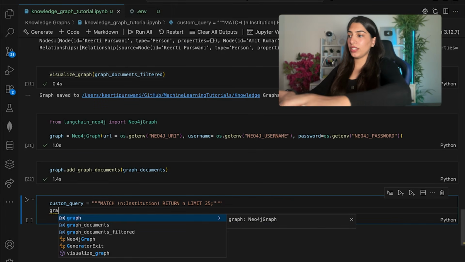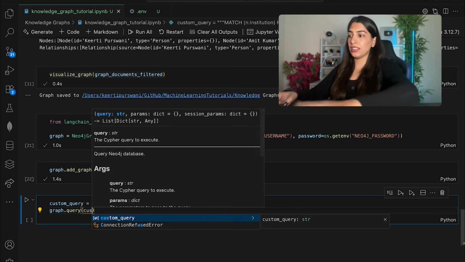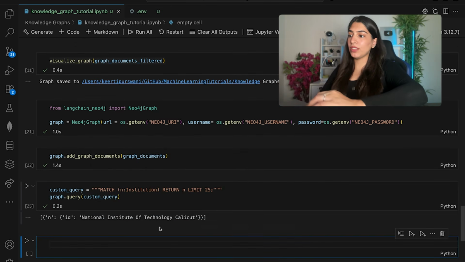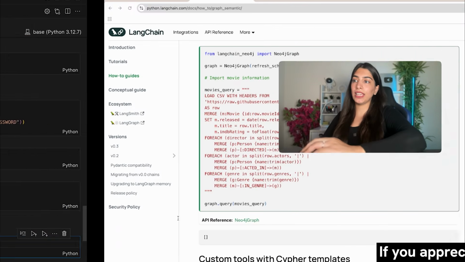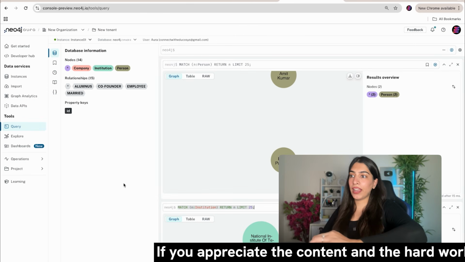So let's try doing that, graph.query, and we are going to be passing a custom query over here. And once I pass this here, you can see there is only NITC because that is the filter that I had added. Suppose I add another query.